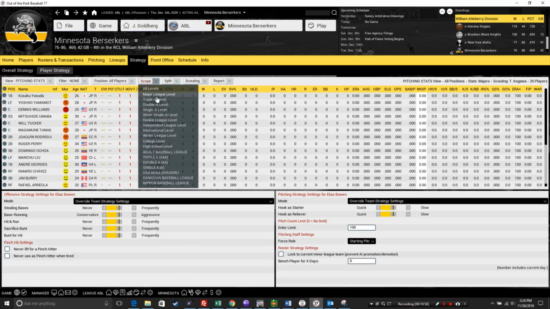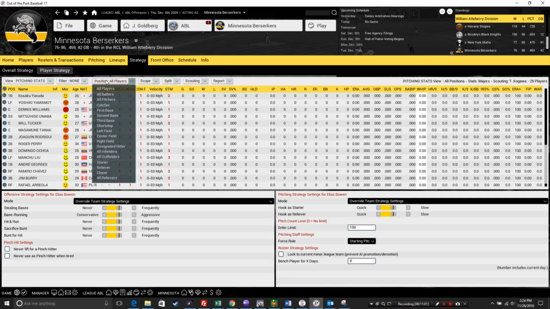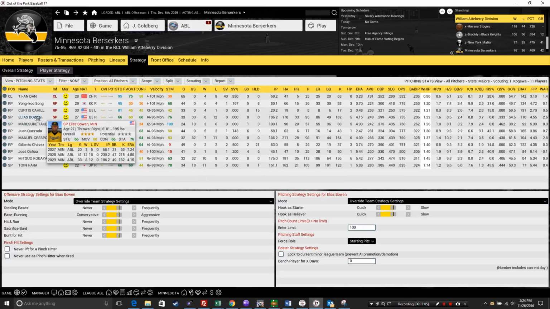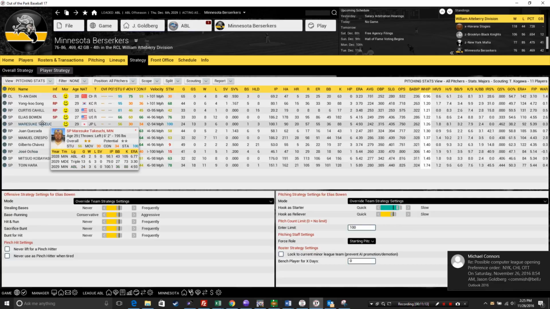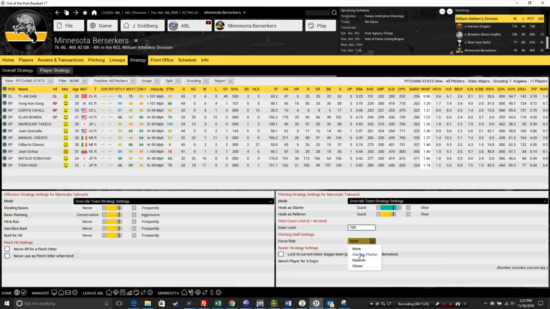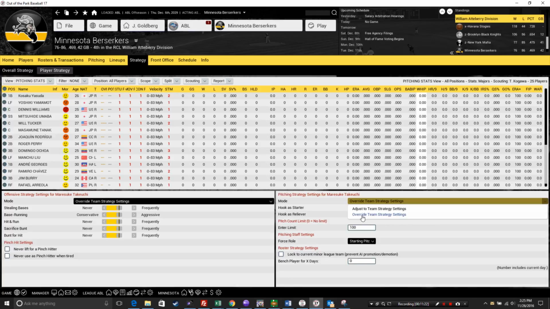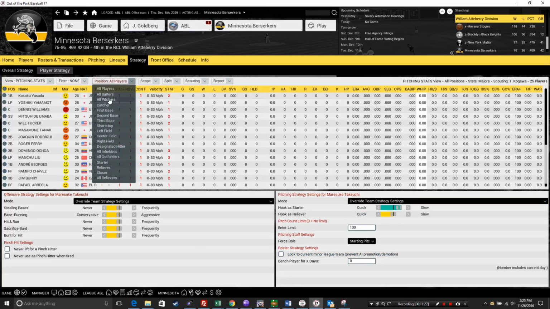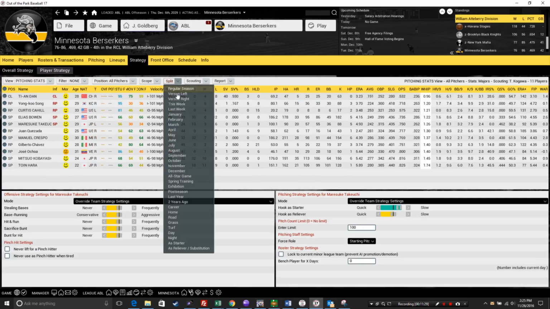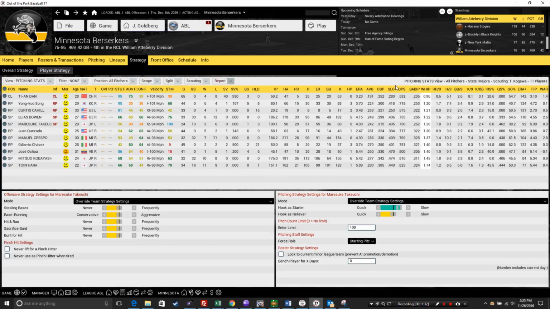And then for starter, going back here to get the stats back. Bowen, he's got the best WHIP of the group. Probably go a little slower for him for a hook. And then Takuchi, very similar WHIP. Put him there. 100, as we said, starting pitcher. Override. And then we go back here. We go regular season, scope. Okay, there I did it.